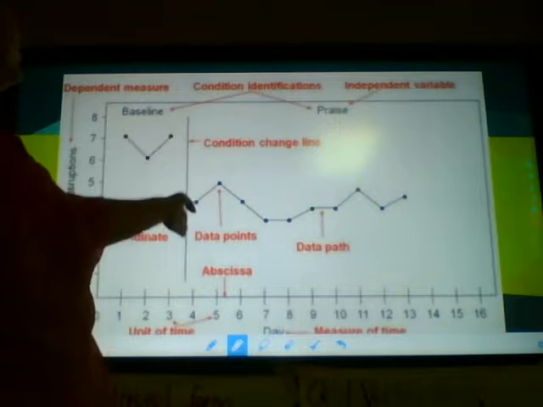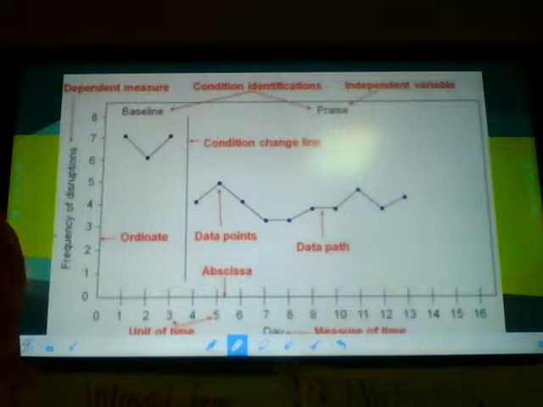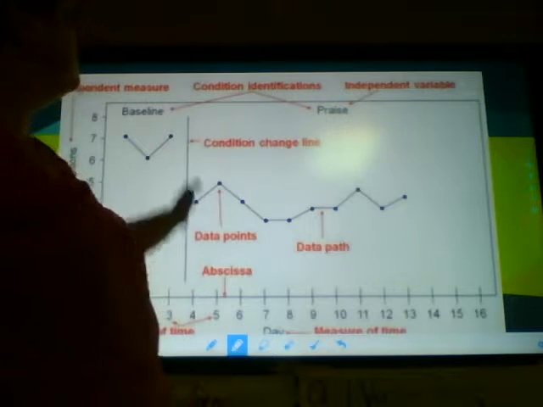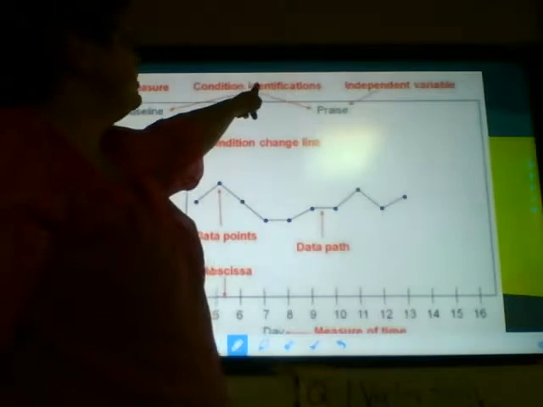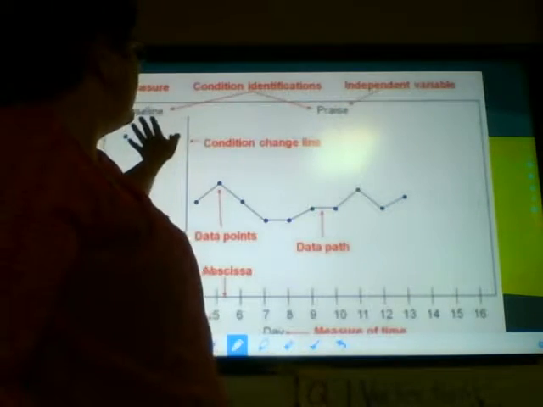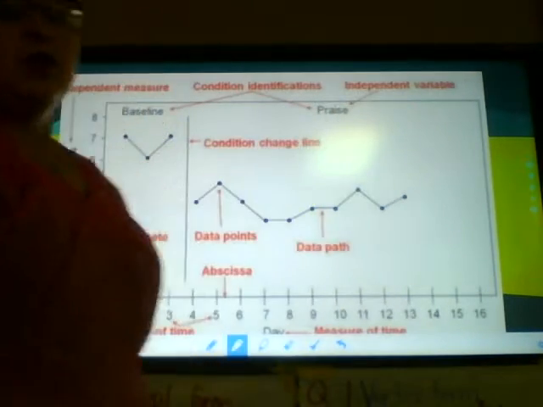Oftentimes you see this vertical line that says when the condition changes. So have you provided a treatment or taken away a treatment? You'll separate your graph here. And then your condition needs to be identified. So you have a baseline and then you have praise. And that's how all of your charts should look if you're completing this kind of research.